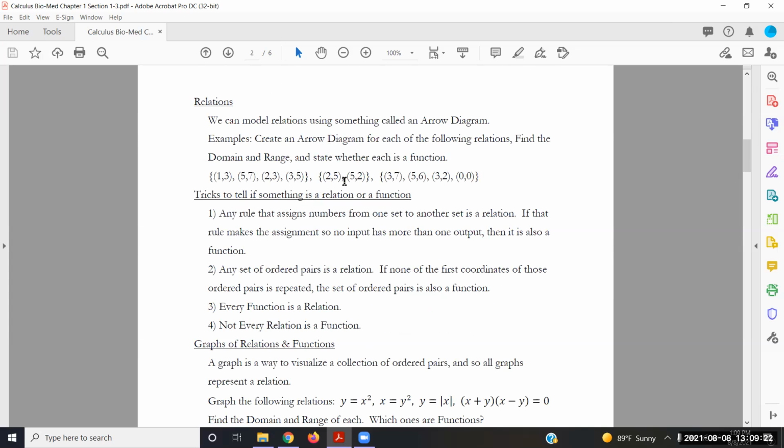The next page focuses on exploring those ideas, and so the difference between relations and functions. And so we can model relations using something called an arrow diagram. An arrow diagram is something you typically do in Algebra 2. And it's really just a way of visualizing what relations look like and what they're actually doing. And so let's create an arrow diagram for at least this first example here. And then maybe we'll create our own example to try.